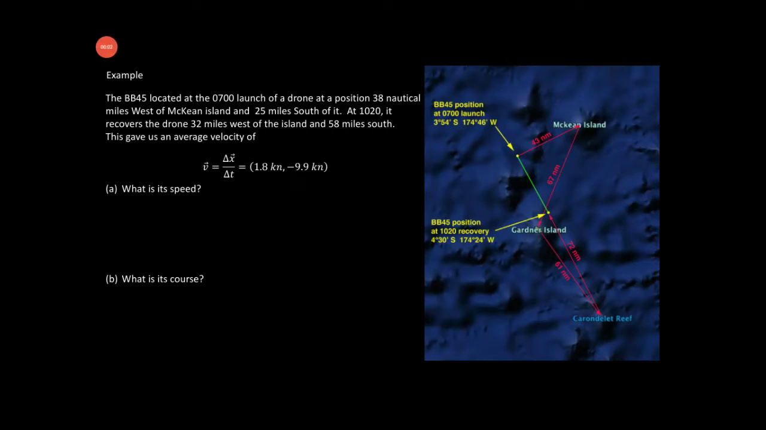All right, for our last example here, we want to look at this BB45 again. So we've already figured out the velocity of the BB45, but usually, when we're putting something in our logbook, we'll put in the speed and the course, right? We wouldn't put in the vector components of the velocity. So we're going to figure out the speed, which is the magnitude of the velocity, and the course. We'll figure both of those out.